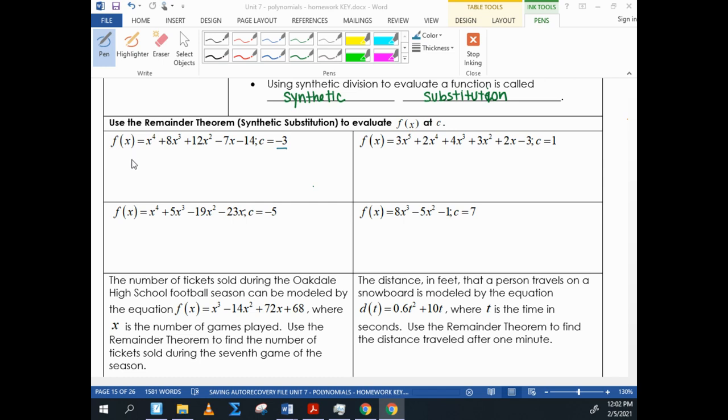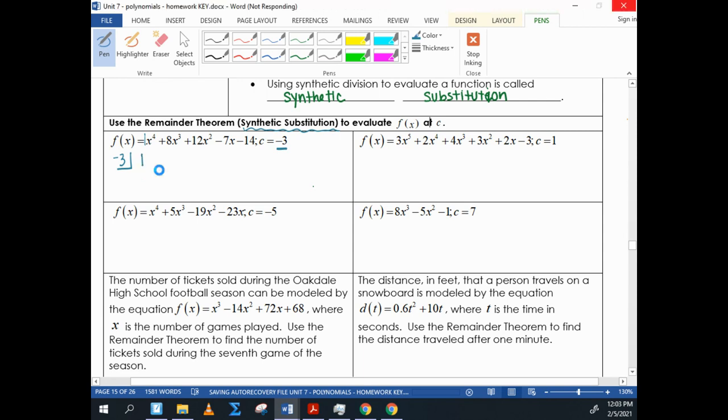All right, so for the rest of this page, all you're going to do is use your synthetic substitution, this nice, lovely synthetic substitution, to evaluate the function at c. Now, notice they gave you c. It's not a factor. It's not an x minus 3, x plus 3. It is just negative 3. So that is the value that goes in your half box. You do not need to change the sign when you're using the remainder theorem to evaluate. So that negative 3 goes in the half box, and then you're just going to write down your coefficients.